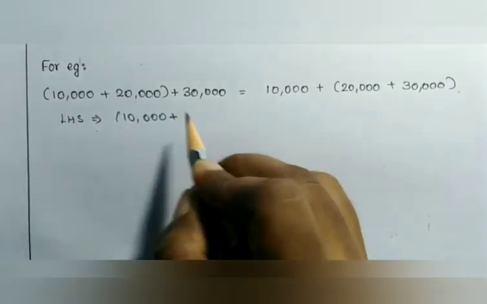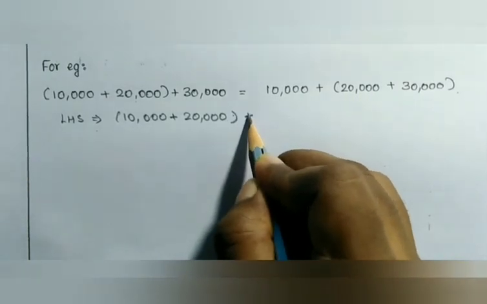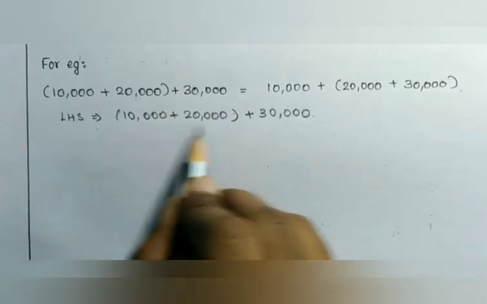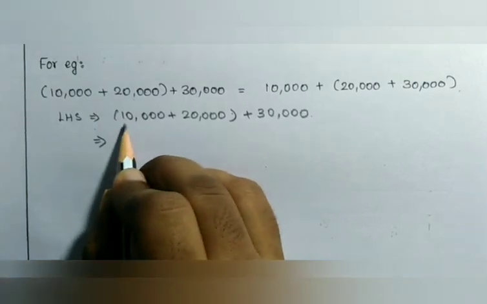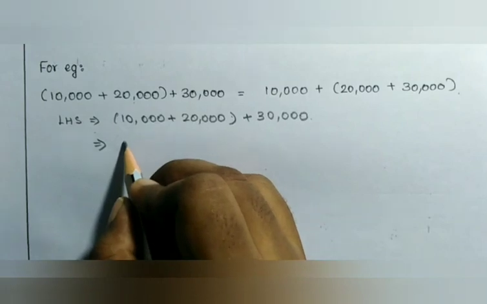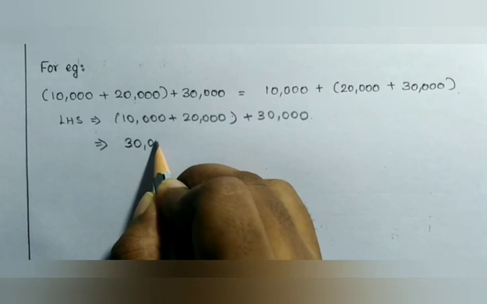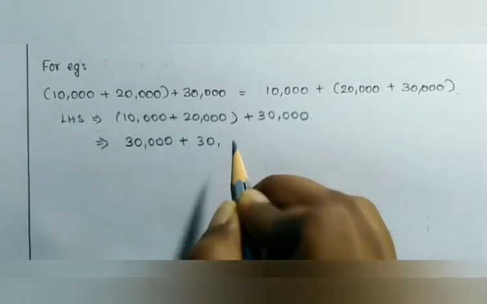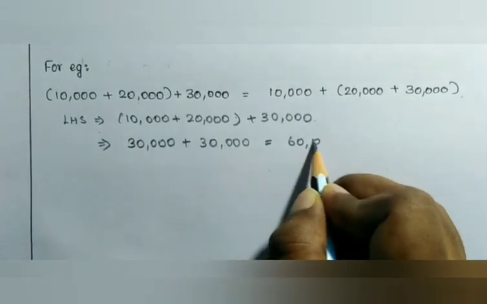10,000 plus 20,000 plus 30,000. So it's important to solve the number inside the brackets first. So 10,000 plus 20,000. So clearly we are going to add the number in the 10,000's place alone. So 2 plus 1, 3. So remaining should be filled with zeros. So 30,000 plus 30,000 will give us 60,000.